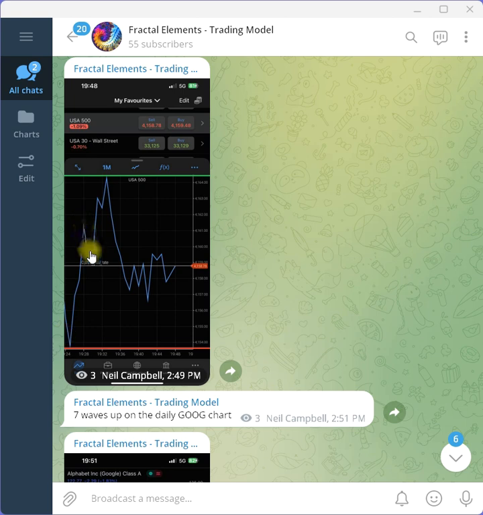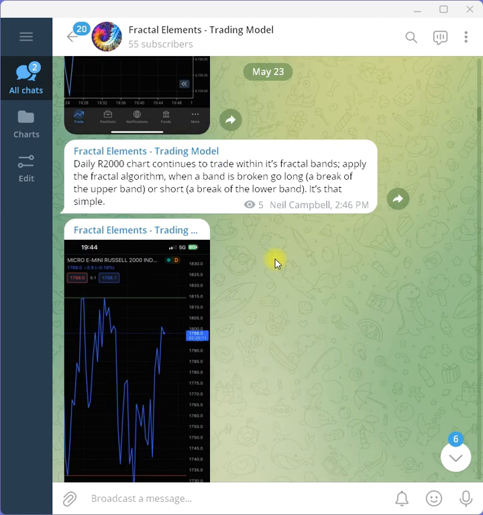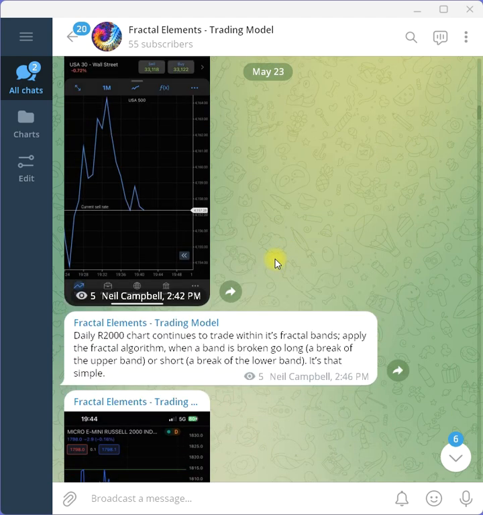Oh, here's another typical fractal top. 1, 2, 3, 4, 5. That's the top. That's the bottom. It turned here and produced a turn. Again, you can do this on a daily chart too, and on a monthly chart.